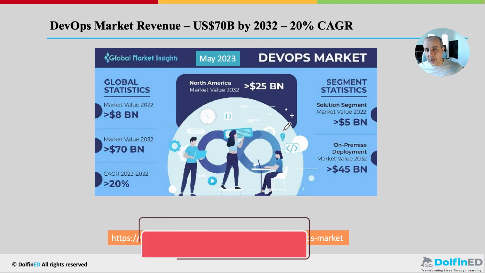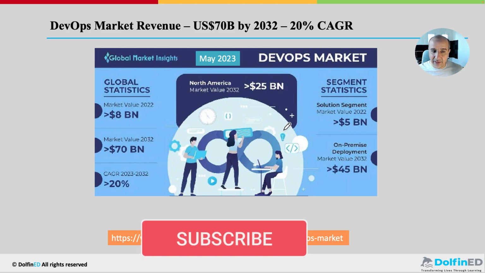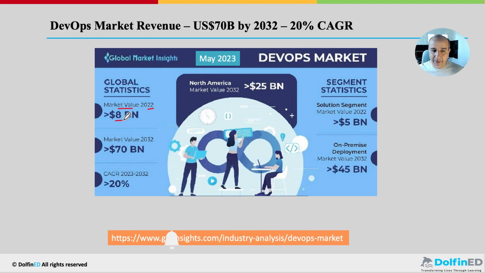So what about DevOps growth? What is the expectation? You'll find that the market value in 2022 was about 8 billion. It's expected in 2032 to increase by 9 folds to 70 billion, and the growth rate is going to be about 20%.